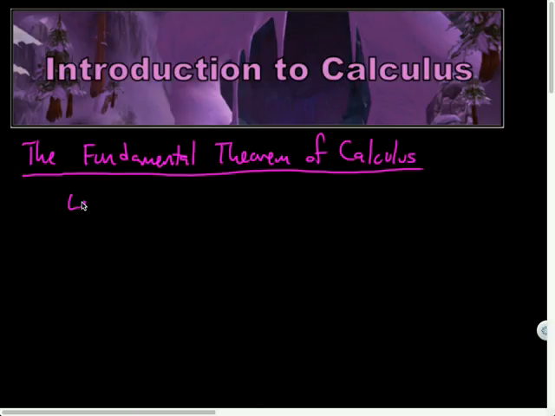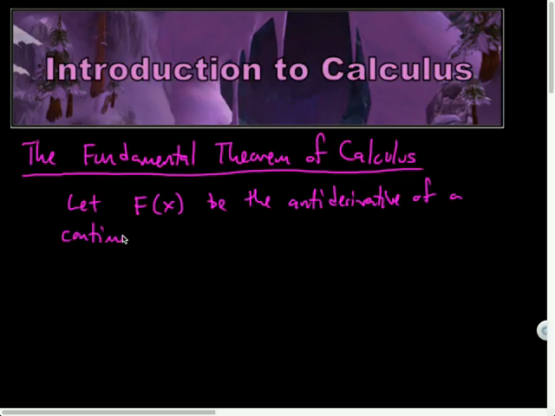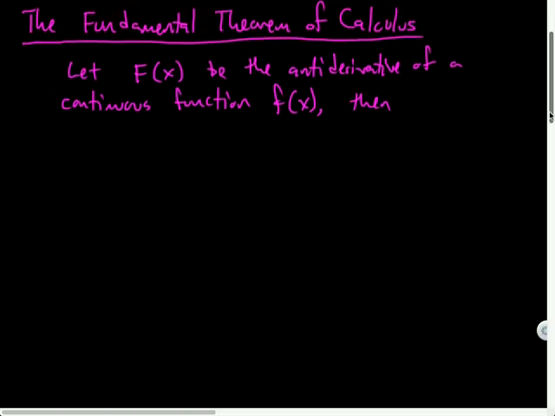All right, suppose this is the case. We'll let something be true rather than suppose it's true. Let capital F of x be the antiderivative of some continuous function, little f of x. All right, so use your imagination, pretend that's true. Bam. Then the following is true. Here we go. Check this out. This is amazing.